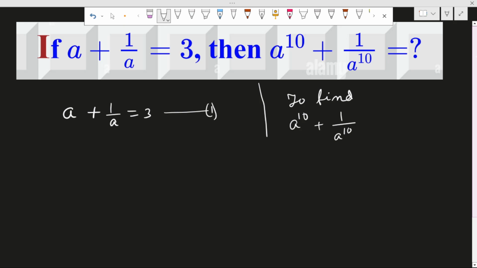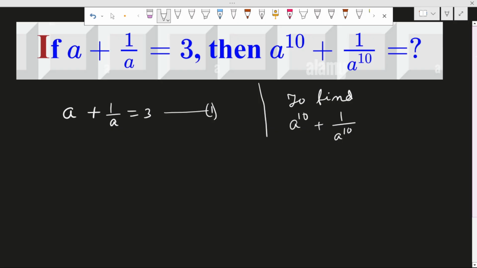If we square both sides of 1, then we will get a square and 1 by a square terms. If we again square after that, we will have a to the power 4, 1 by a to the power 4 and so on. But we have to get a to the power 10 terms. To get that, it may be better if we first get a to the power 5 plus 1 by a to the power 5. After that, if we square, we will have a to the power 10 plus 1 by a to the power 10. It may be followed by another method.